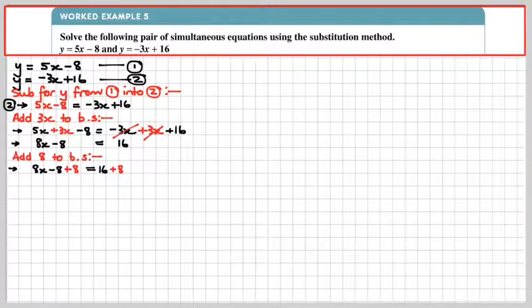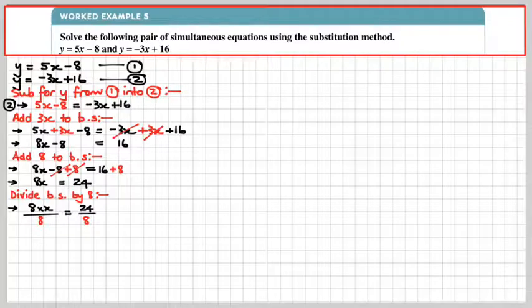So, there it is. You see, I've added 8 to both sides, there and there. That's going to cancel out, which is exactly what I want. Now, a clean-up line, 8x equals 24. Now, what's the last thing we do, guys? Yes, we divide both sides by 8, right?